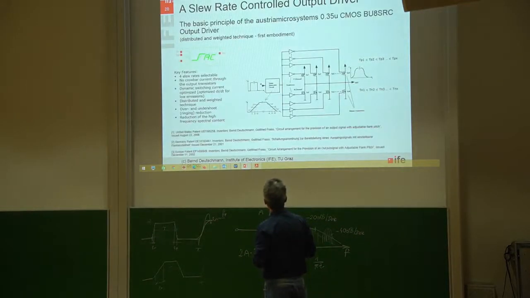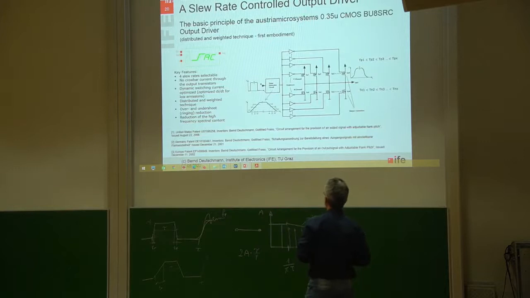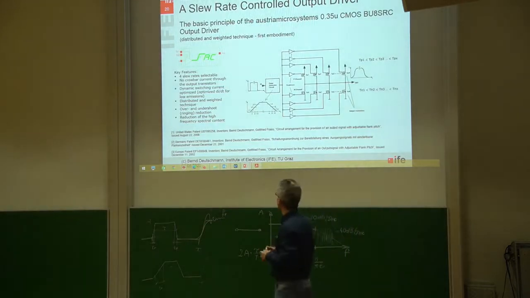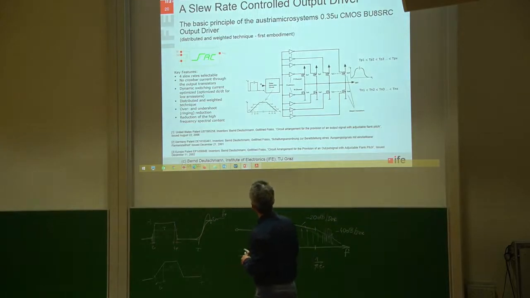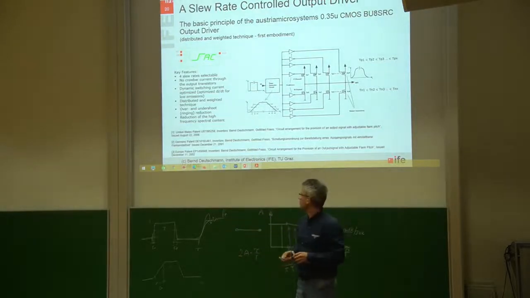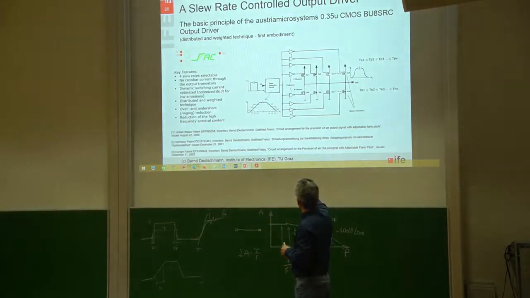Okay, and this is how my circuitry, or it's not only my circuitry, I did it together with a master student, Gottfried Freis, finally looked like this. This was the first preliminary embodiment. As you can see, we also have here all the N-channel transistors, and there are the P-channel transistors, and we have also distributed them and weighted them. So this is the small one, middle one, next one, bigger one, and also here small one.